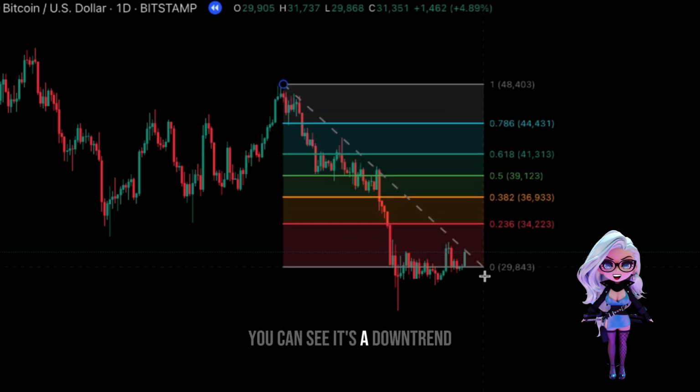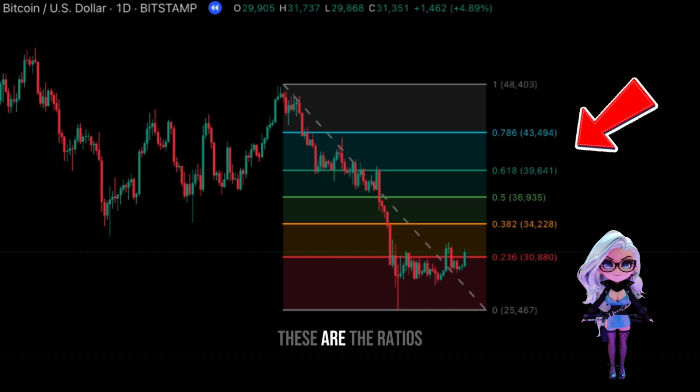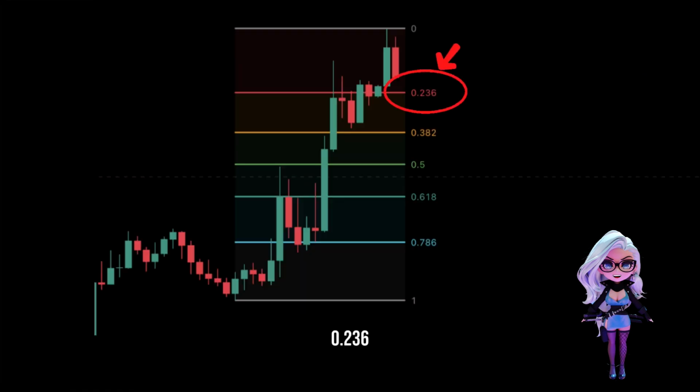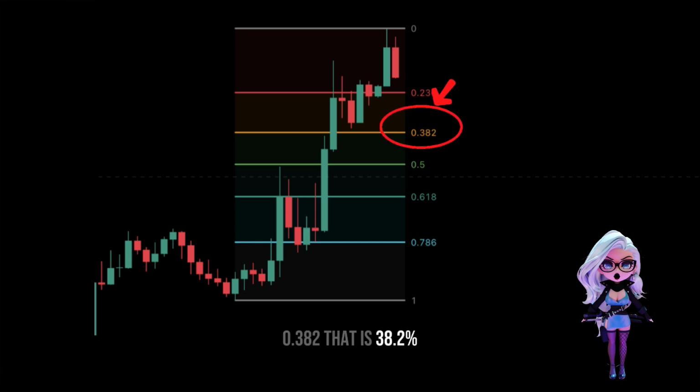You can see it's a downtrend. So we will place the pointer at higher point and drag it till the lower point. Can you see the numbers? These are the ratios. Let's understand it. 0.236, that is 23.6%. This level often represents a minor pullback in price. 0.382, that is 38.2%. This level is a common area where prices tend to retrace before continuing the trend.